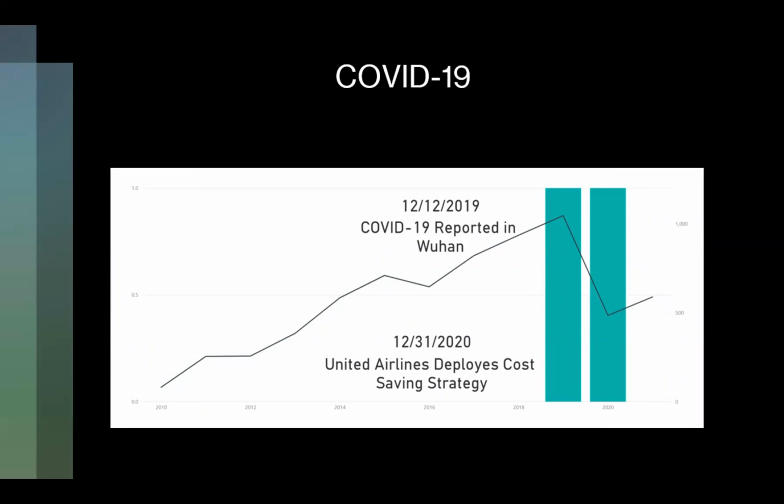So we have two major points here. In 2019, COVID-19 was reported in Wuhan, and then in 2020, United Airlines deploys their cost-saving mechanisms in order to hopefully combat the loss in revenue seen due to the COVID-19 virus. And you can actually see these points happen within the stock value.